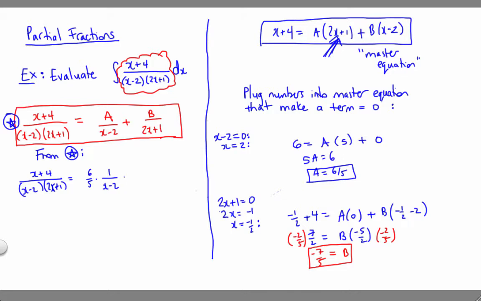plus b was minus 7/5. So why don't I say minus 7/5 times 1 over 2x plus 1. So what this allows us to do is to rewrite the original rational expression in the integral. So now we're going to be able to do the integration portion of the problem.